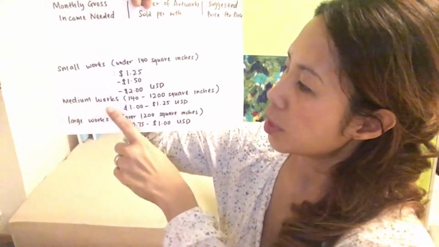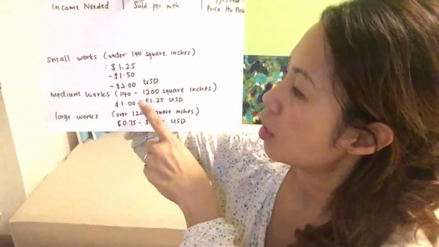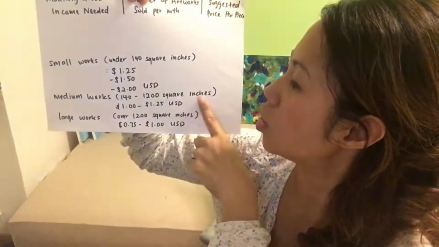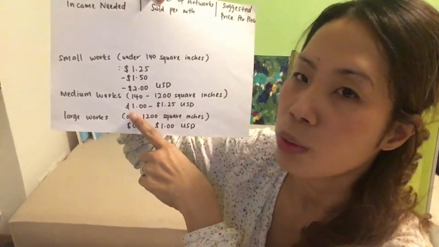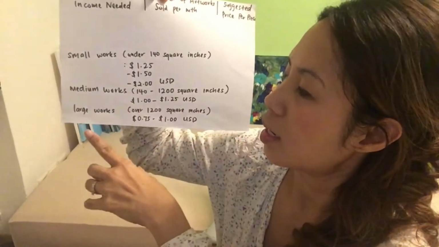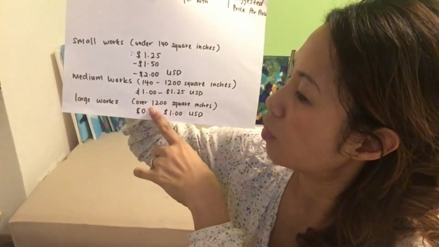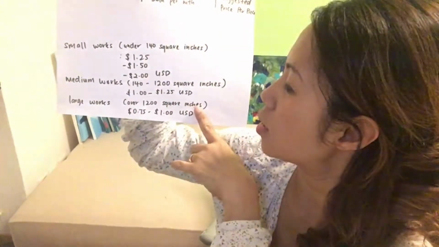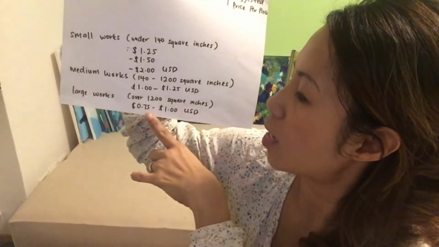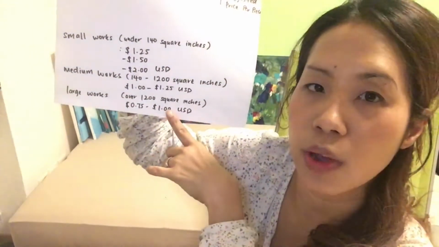But I'm just gonna tell you how it is with the medium works. Medium works is usually about 140 square inches to 1,200 square inches, and they normally charge about $1 USD to $1.25 USD. And then the large works is over 1,200 square inches, and you can charge about 75 cents to $1 USD.